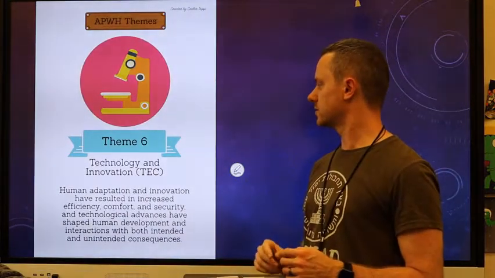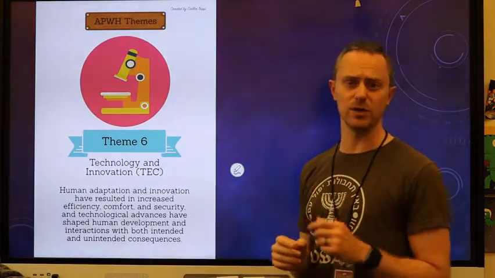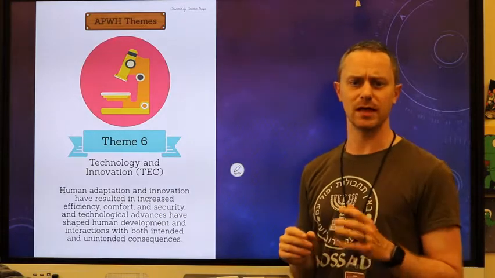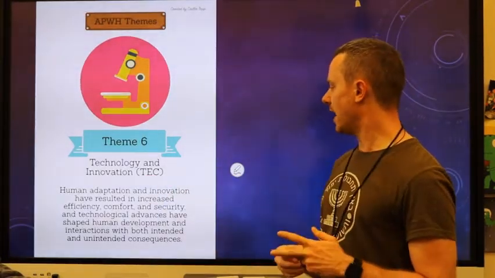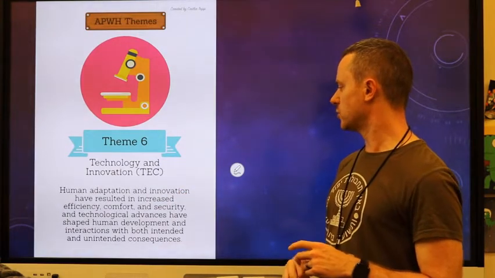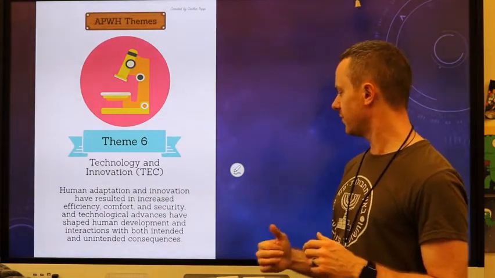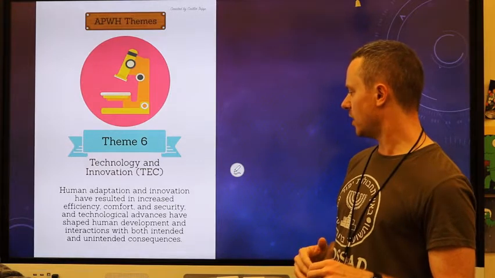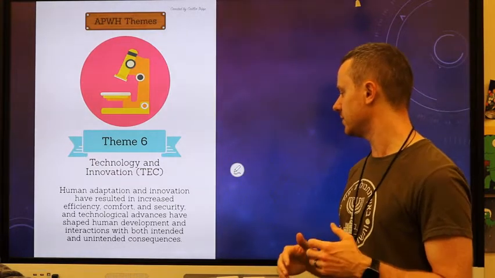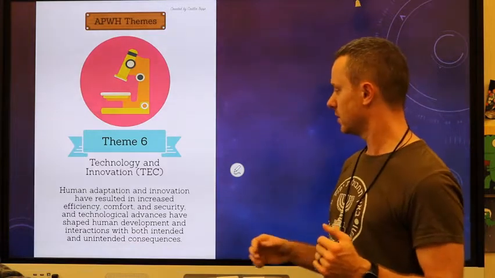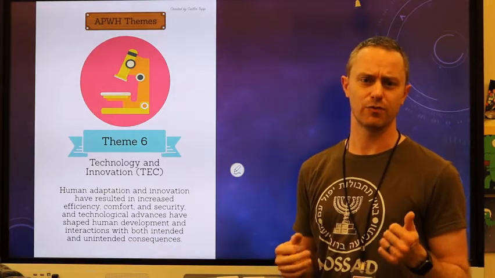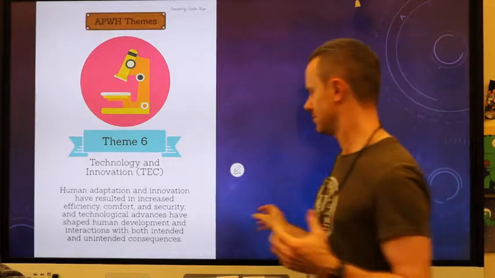Theme number 6, technology and innovation. This is actually a newer theme in the last couple of years that the College Board has put in there. This is the human adaptation and innovation which has resulted in increased efficiency, comfort, and security. And technological advances have shaped human developments and interactions with both intended and unintended consequences. So this is basically how we've improved stuff by stuff we invented, right?